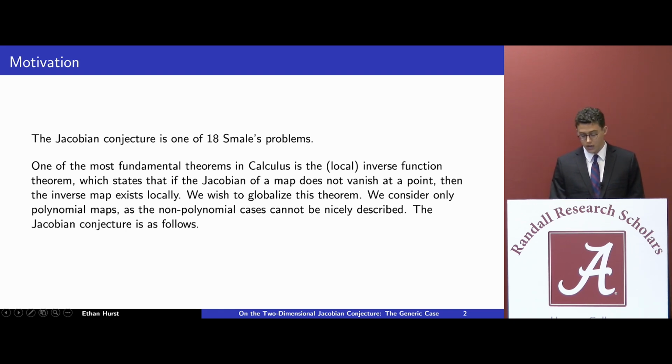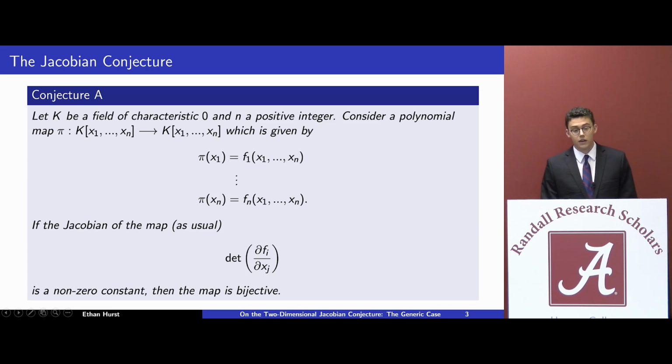The Jacobian conjecture is as follows. If we let K be a field of characteristic 0, and we let n be a positive integer, then we want to consider a polynomial map, and we can think of this as a vector-valued function mapping functions in n variables to functions in n variables, which is given by the following decomposition with that pi function. Then if we define the Jacobian of the map as usual with the following partial derivatives, if that's a non-zero constant, then we know that the map is bijective, which means specifically that we can find an inverse of that vector-valued function.